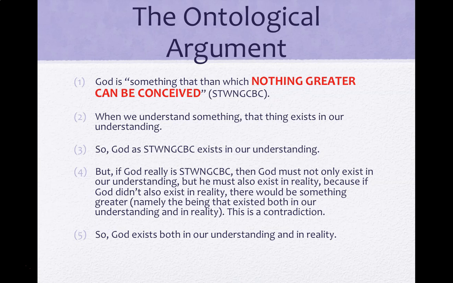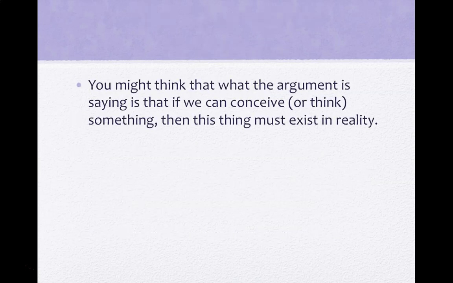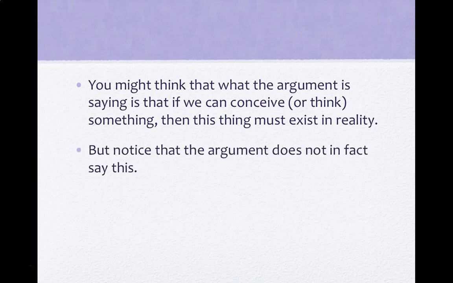moving this argument forward. Now, you might think that what the argument is saying is that if we can conceive or think of something, then this thing must exist in reality, right? I mean, isn't that what's happening? Like, we can conceive of this idea of God, and so God exists in reality, right? But notice that the argument doesn't, in fact, say this, right?